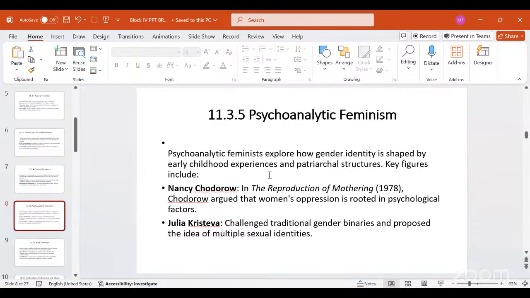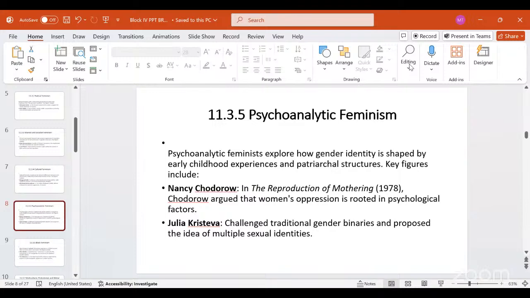So this is where gender identity is shaped by early childhood experiences and patriarchal structures, where the key figures include Nancy Chodorow, The Reproduction of Mothering, 1978. Chodorow argues that women's oppression is rooted in psychological factors. Similarly, we have Julia Kristeva, who challenges traditional gender binaries and proposes the idea of multiple sexual identities. Right? So these are a few key figures when we talk about psychoanalytical feminism.